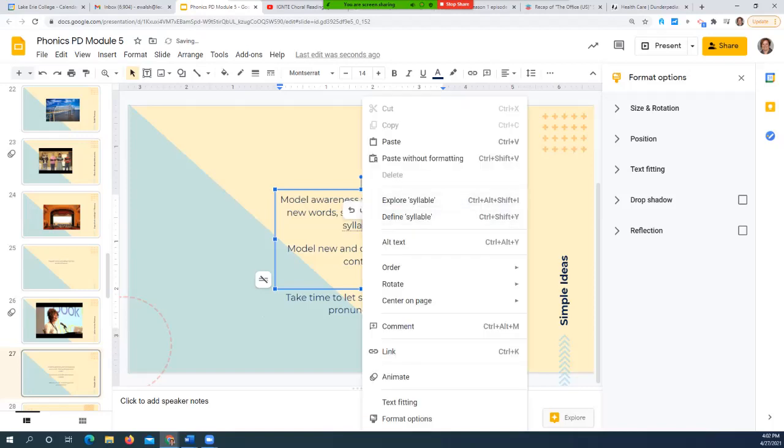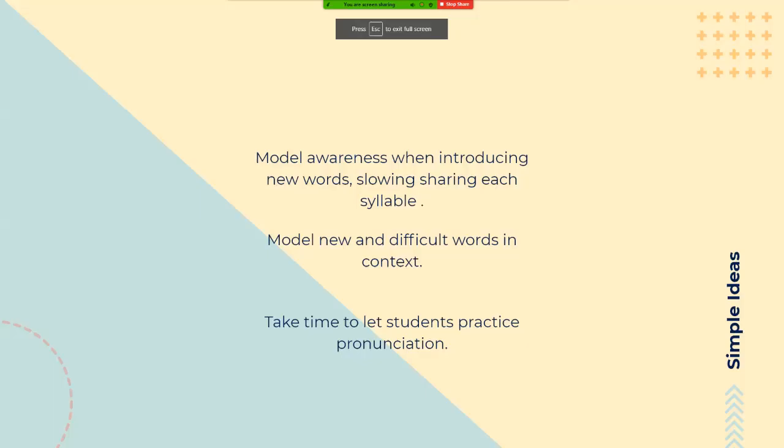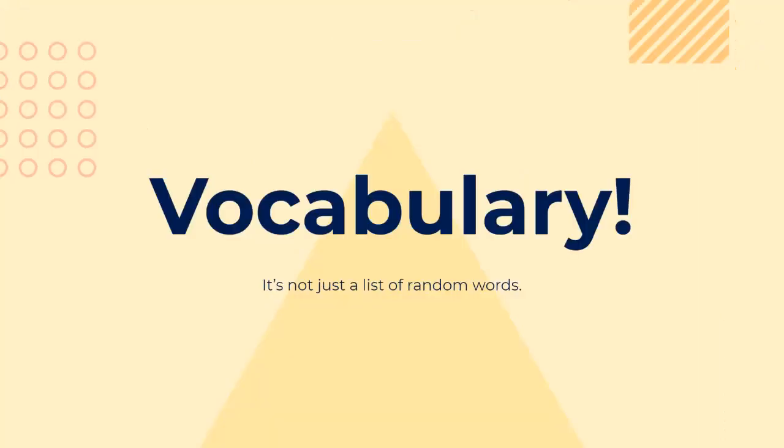All right. You can also think about how to model new and difficult words in context. So give them examples of it. Maybe you can take time to let students practice pronunciation. So if you're giving a word, actually have the class read the word back to you, or read a list of words back to you. So these are some simple ideas that we can use, especially if we know that we have some students that are struggling with decoding.